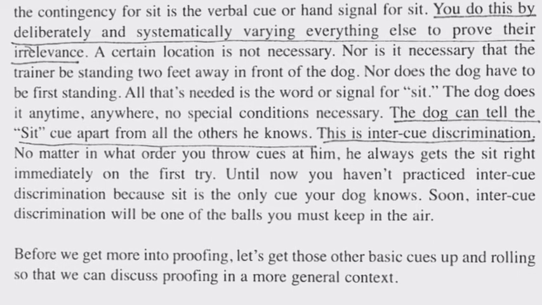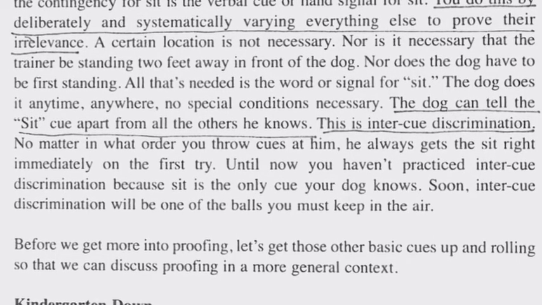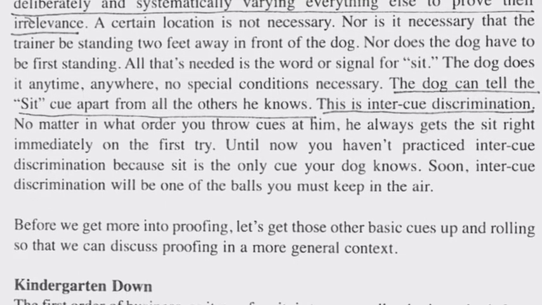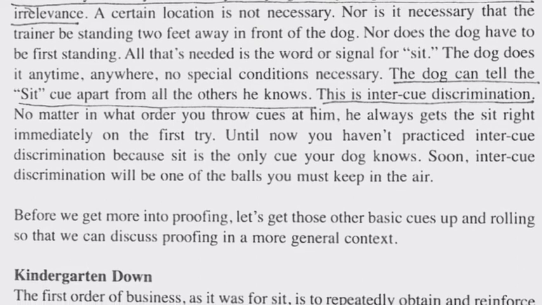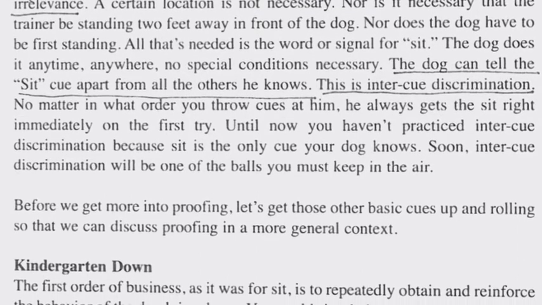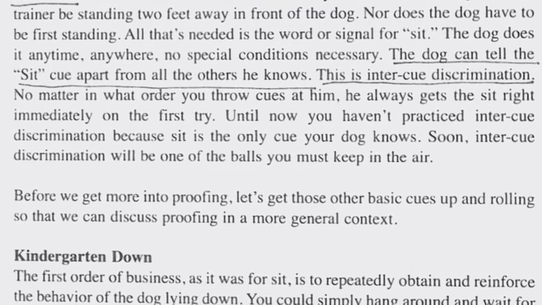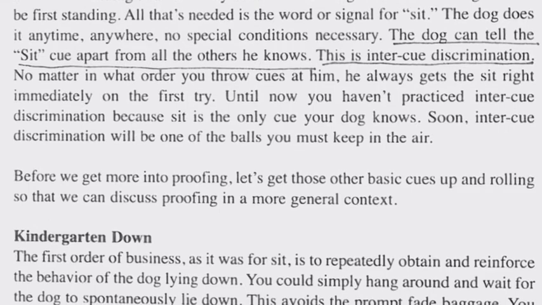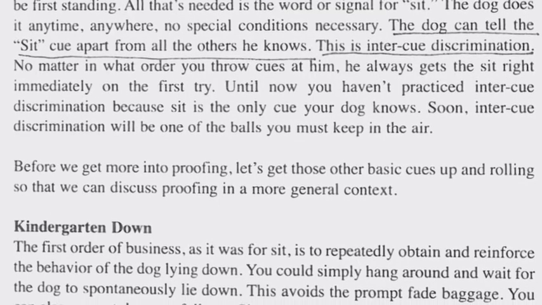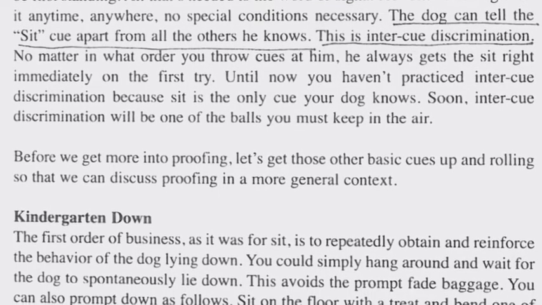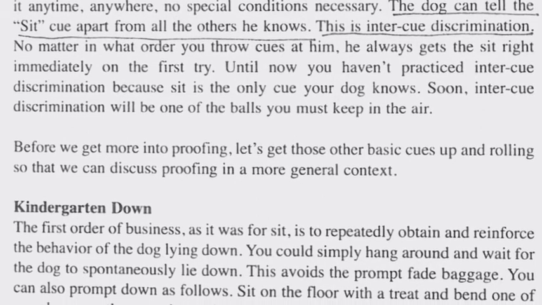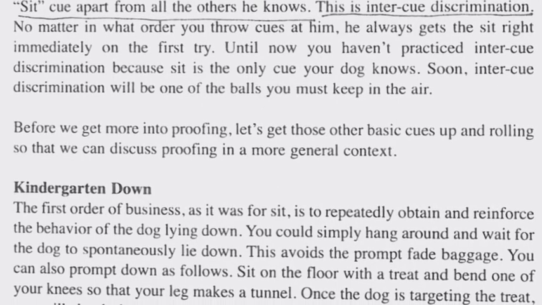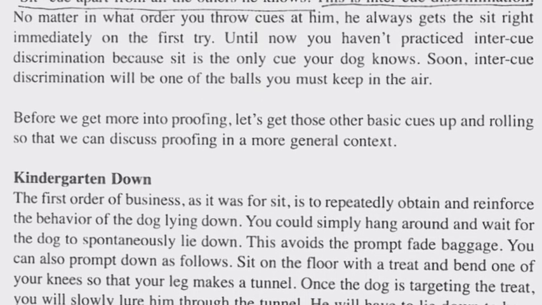The dog does it anytime, anywhere, no special conditions necessary. The dog can tell the sit cue apart from all the others he knows. This is inner cue discrimination. No matter in what order you throw cues at him, he always gets the sit right immediately on the first try. Until now, you haven't practiced inner cue discrimination because sit is the only cue your dog knows. Soon, inner cue discrimination will be one of the balls you must keep in the air. Before we get into proofing, let's get those other basic cues up and rolling so that we can discuss proofing in a more general context.